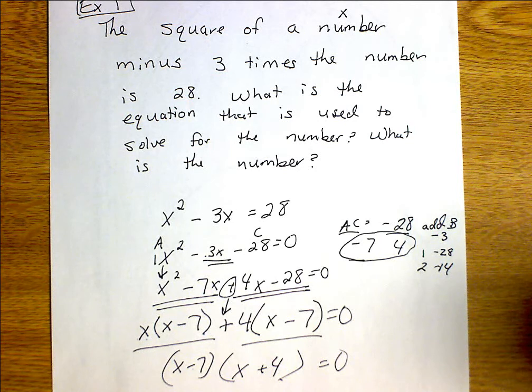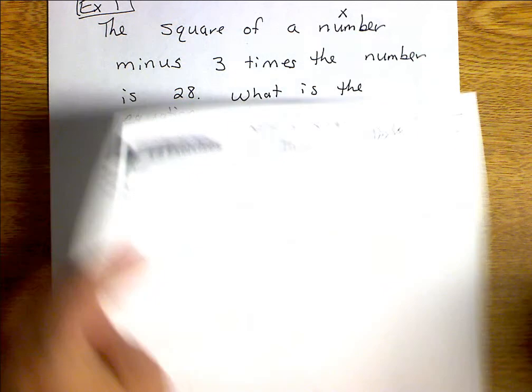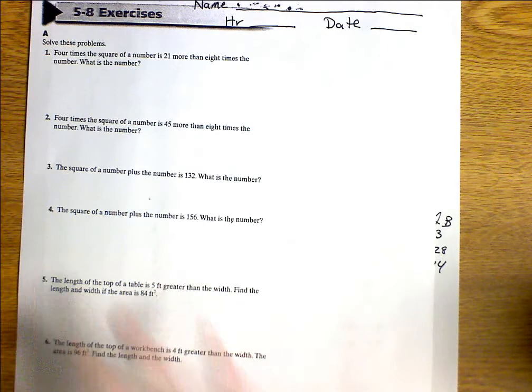I want you guys to try number 1. So you're going to try number 1, and then I'll come back to it in a second. Number 1: 4 times the square of a number, 21.